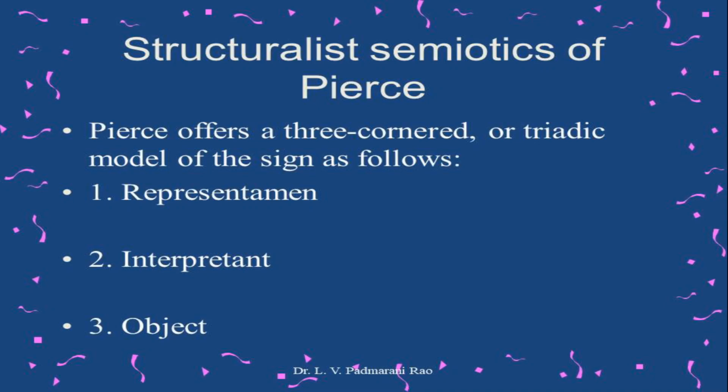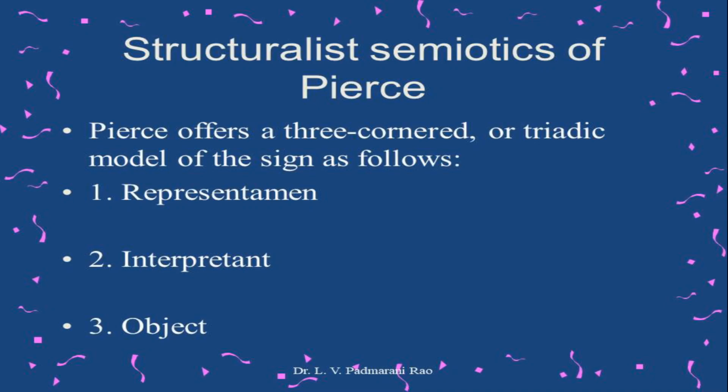It is important to note that the interpretant is not the person doing the reading, but rather the idea that is generated in the mind when we see the sign. That's very important. And the third interesting explanation that is given by Peirce in the triadic model of the sign is object.